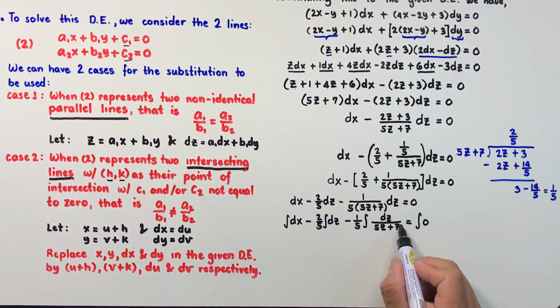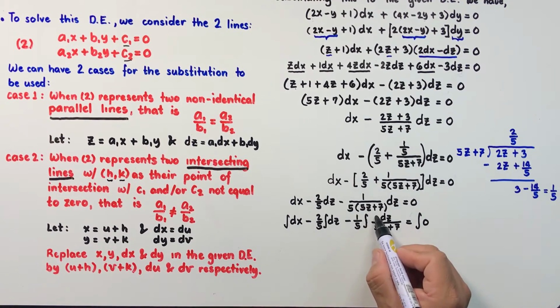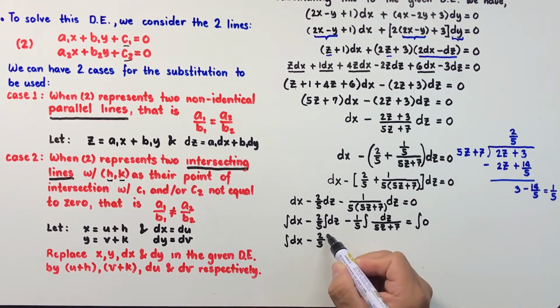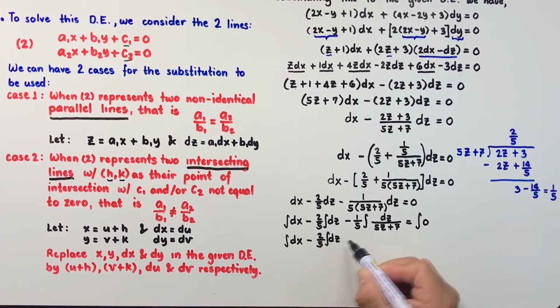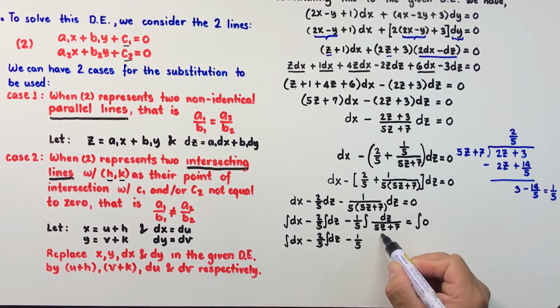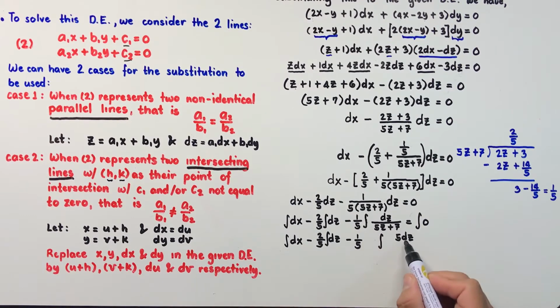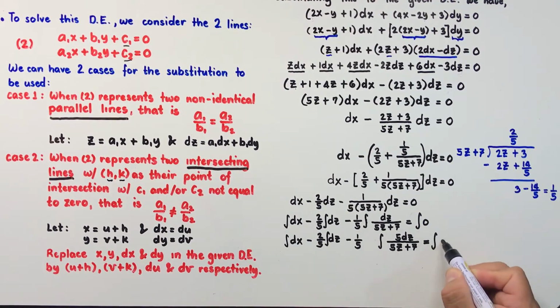And we know that if you let this denominator 5z plus 7 as your u, your du is not only dz, but it is 5dz. So we need to provide a 5 here to integrate this fraction. So we have the integral of dx minus 2/5 times the integral of dz minus 1/5 times the integral of 5dz. Instead of dz only, we have 5dz over 5z plus 7, which is equal to the integral of 0.